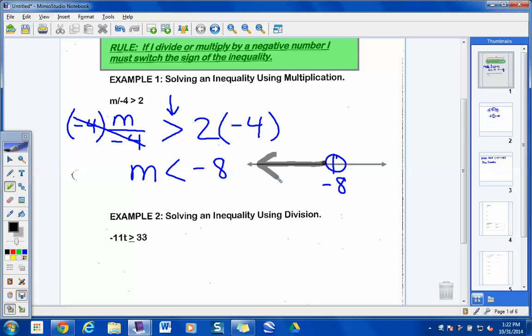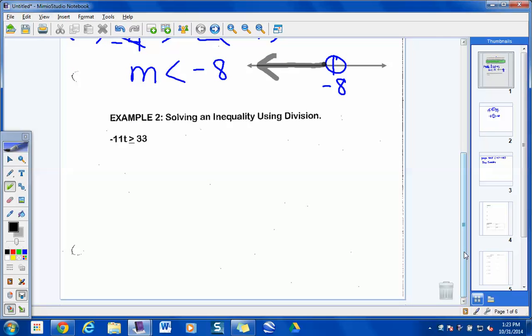So just a quick reminder, if you multiply or divide by a negative in the process of solving your inequality, you must switch the sign of the inequality. So let's look at example 2 and see what's going on here. Here we're going to solve an inequality using division. In this example, I have -11t is greater than or equal to 33. So if I have multiplication to my variable t, I'm going to divide by what? -11. So here's my process. Dividing by -11.